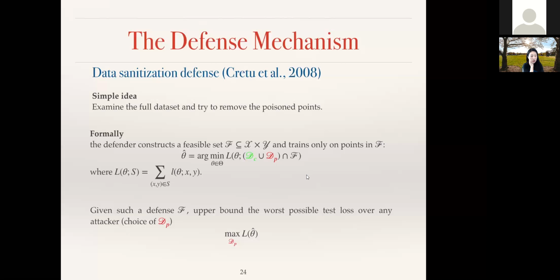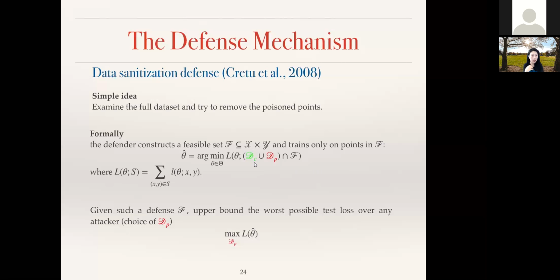Any questions? So one thing you might think of is that, if the feasible set is, of course, I haven't talked about how to construct a feasible set yet. There are many ways of doing that. But let's say you have some feasible set, which is designed by some defense mechanism. Is it possible that the feasible set is so narrow and so strict that even the clean data would not satisfy the feasibility? It's possible, right? So that's one concern here.